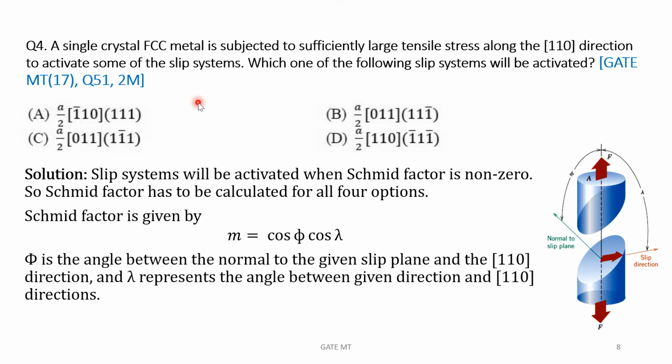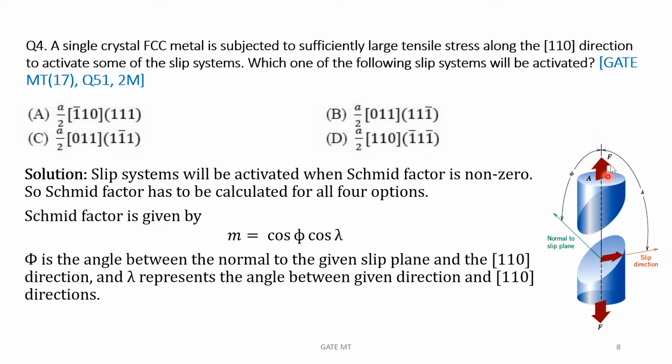Schmid factor is equal to M equals cos phi cos lambda, where phi is the angle between the normal to the given slip plane and the applied direction, and lambda represents the angle between the given slip direction and the 110 direction. So let me be clear once more: Schmid factor is calculated as M equals cos phi cos lambda. In this figure, phi is the angle. This is the plane under consideration, and the normal to this plane is this green arrow. So phi is the angle between the normal to the plane under consideration and the direction in which the force is being applied, which is 110, right? So phi is the angle between the normal to the plane and the 110 direction.